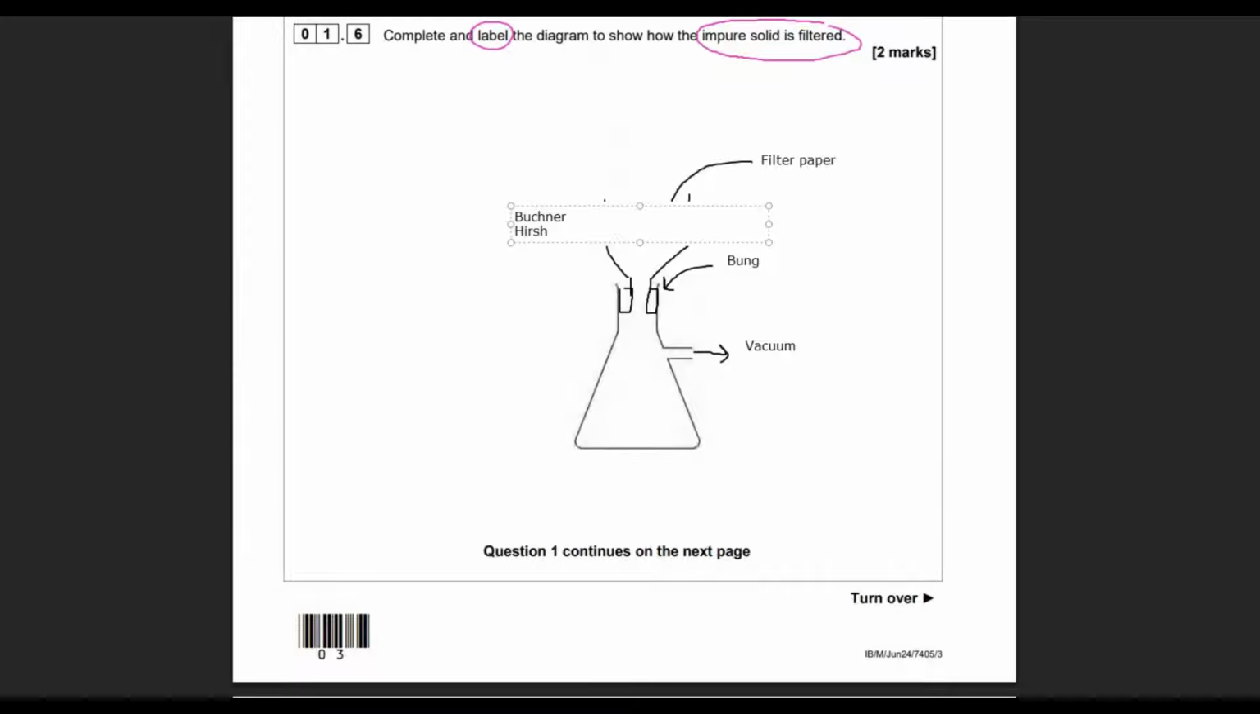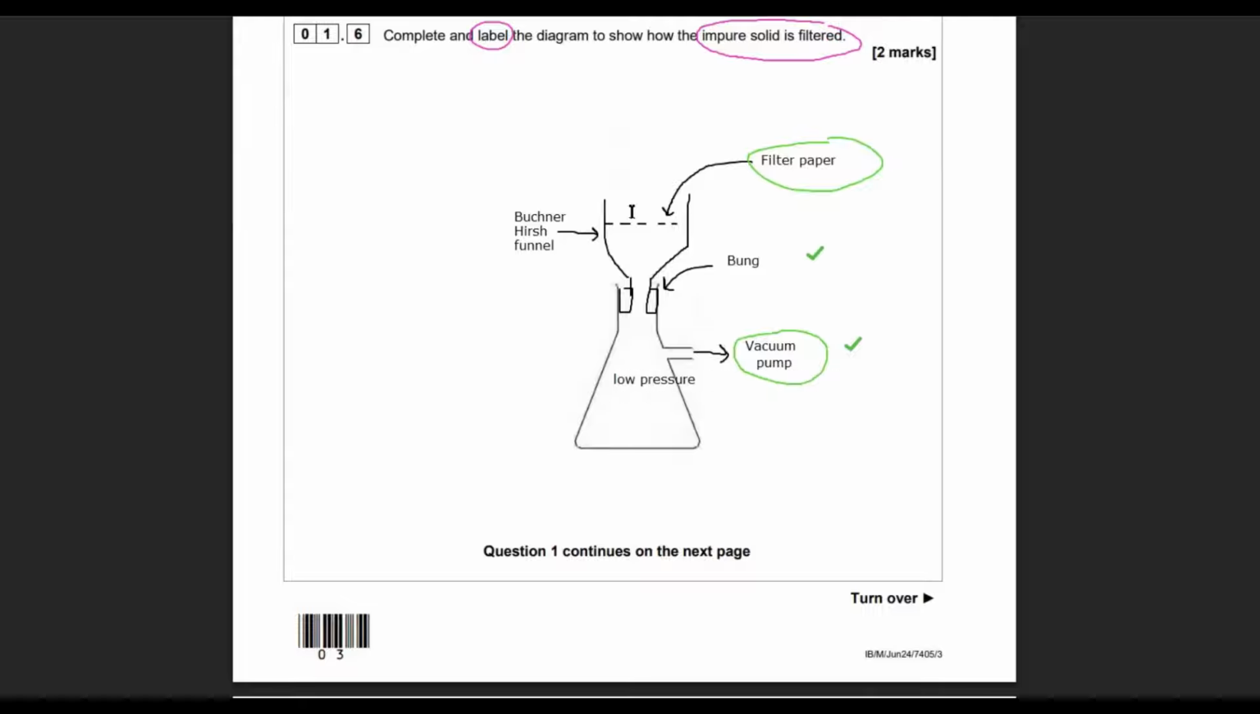You're going to create a pressure gradient, and that's going to drain off all the liquid and filter that impure solid out. You're going to get all the solution come off and leave behind the solid. So it's just a sped up way of doing that. And you do need to label the filter paper and the vacuum pump. I forgot to put the word pump there. But yeah, you need to label those two, and that's important.